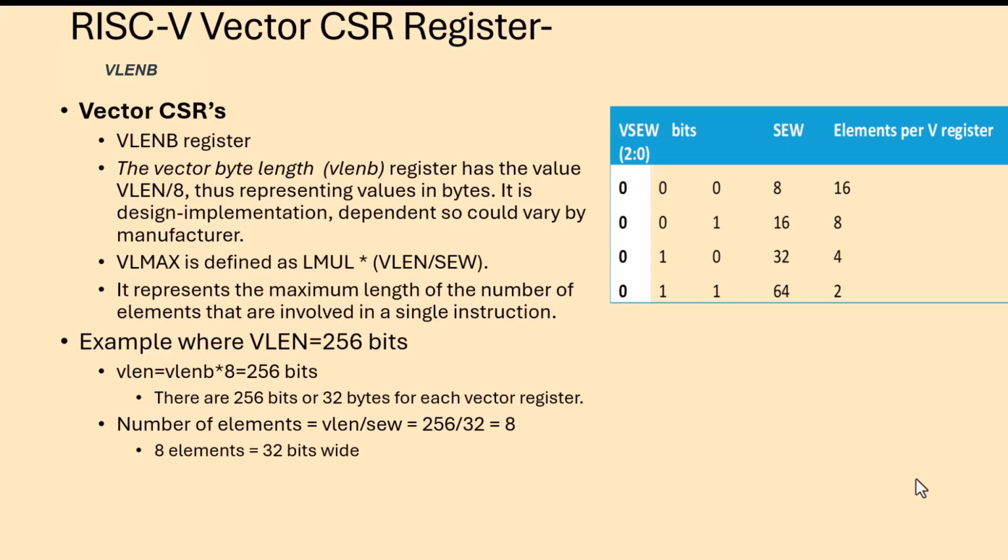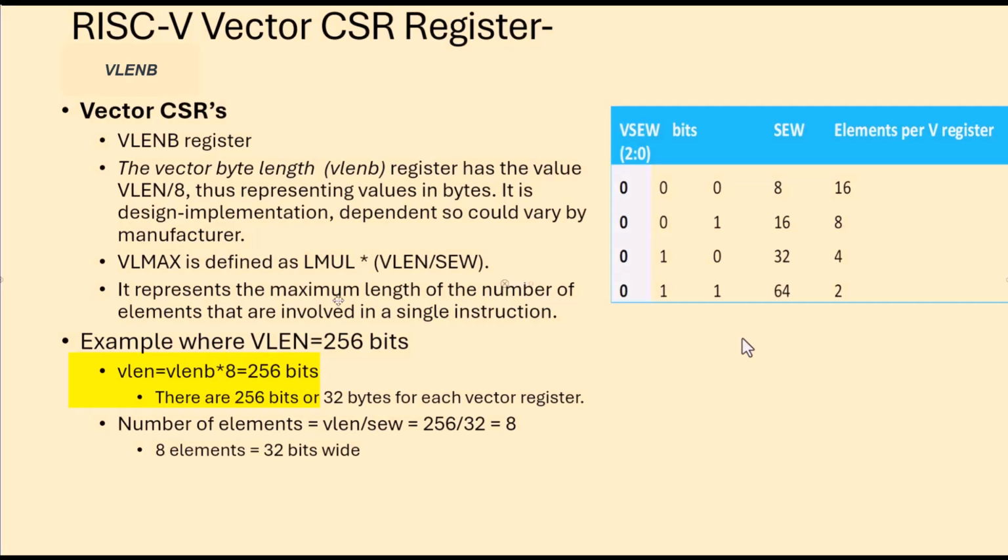If we look at more of the vector CSRs that we haven't discussed so far, one is VLENB, which is the vector byte length register and has the value VLEN divided by 8. Seeing as VLEN is expressed in bits, this one will be expressed in bytes. Again, it's a design implementation, so it can vary by manufacturer. VLMAX is defined as LMUL multiplied by VLEN divided by SEW.